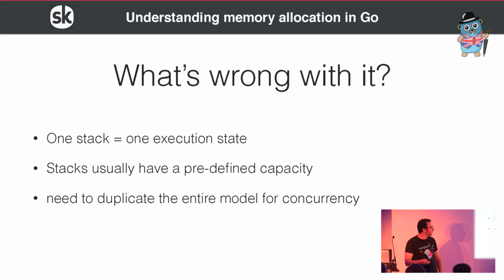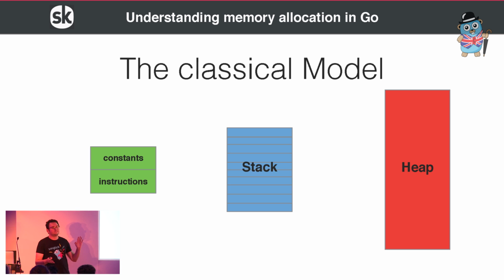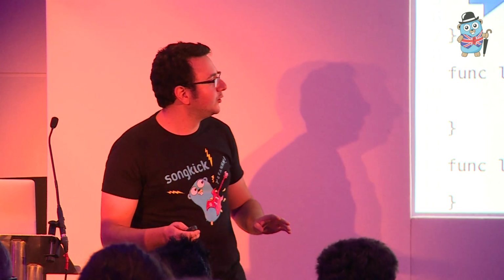And if you want to do concurrency well, if I go back to the model, you'd have to basically take all of those and have multiple instances of them. And obviously, you'd have the constants and instructions duplicated, and you'd have a heap that won't be shared, so sharing information is a problem. As you can see, that's not what Go is doing, right? So hopefully I can show you what Go came up with.